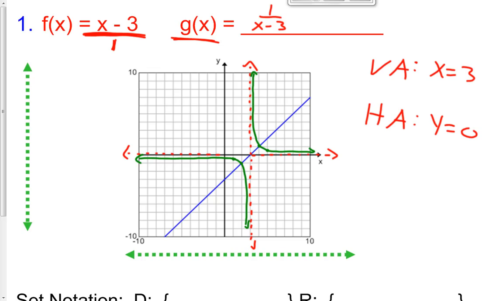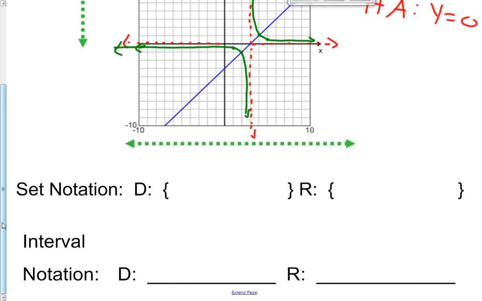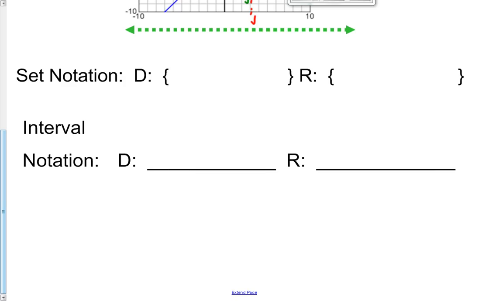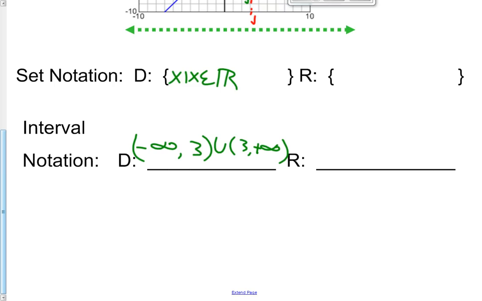Now let's talk about the domain and range. This green line right here goes infinitely to the left. So it starts at negative infinity. It goes as far right as my asymptote, which is x equals 3. So that's where it stops. But then it picks up way up here at x equals 3, just on the other side of it. And then it goes all the way to positive infinity. So our interval notation is going to start at negative infinity, and it's going to go till 3. And then we're going to have a union. It's going to go from 3 to positive infinity. So x such that x belongs to all of the real numbers except for 3.